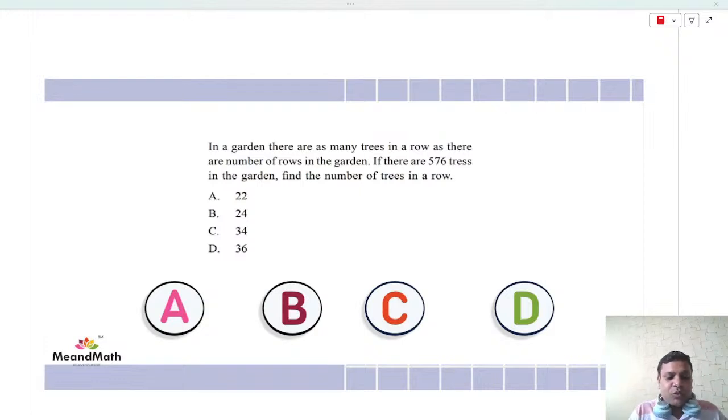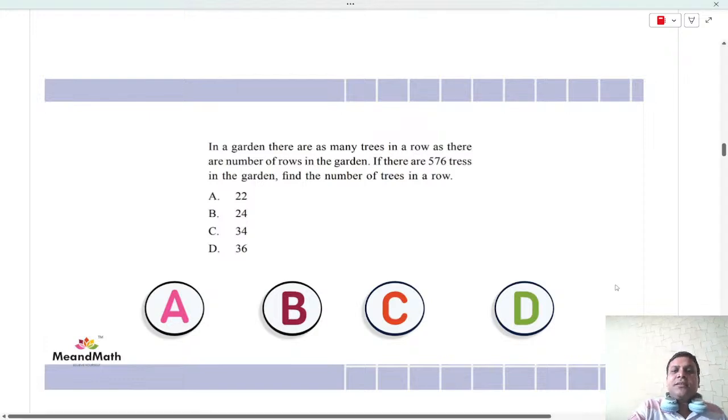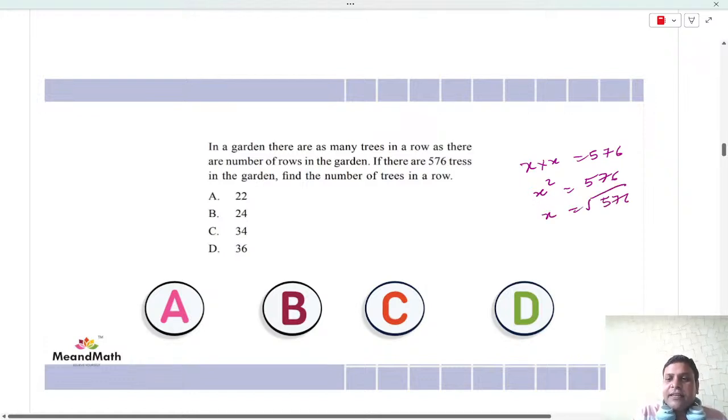The answer is 24. Again, the same solution. x into x is equal to 576. x square is equal to 576, so x is equal to root 576, that is 24. So the answer is 24 here. B option is the correct answer. Very good, all of you.